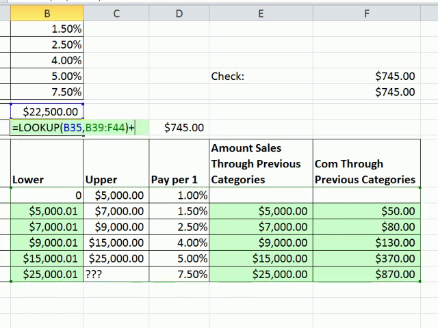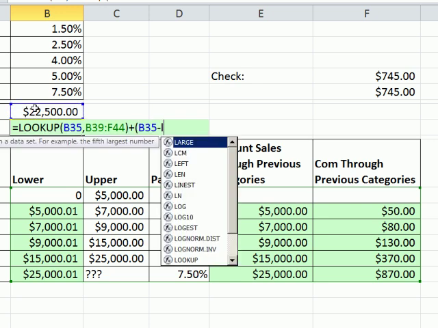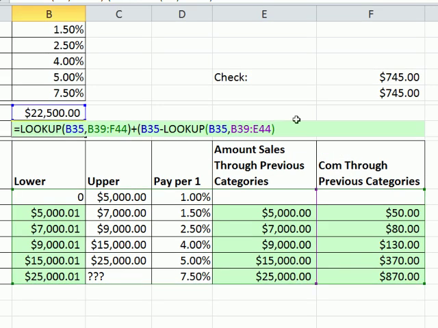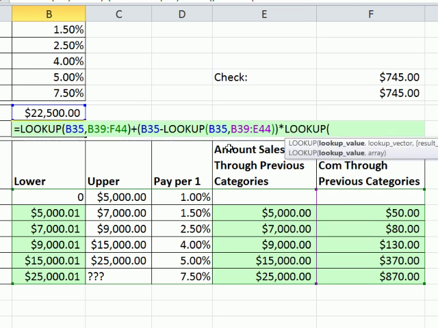F2 plus, in parentheses, this, minus, well, we need to look up. Here's the same lookup value. And this time I'm going to stop with the sales from the previous category, because the lookup always takes the item from the last one. And we've got to put a closed parentheses. So the difference between these two is going to be multiplied by lookup, and we need the rate. Look up that, comma, and we're going to stop our lookup table with the rate as the last column.